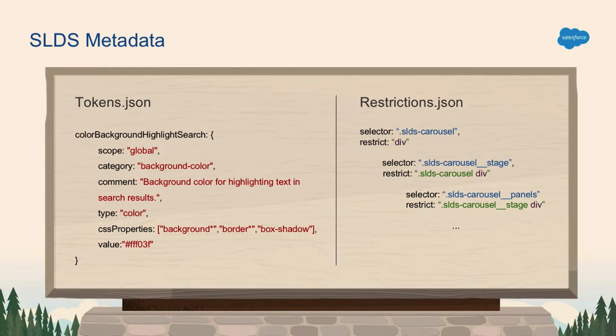You can see a scope attribute. Is this a global token? Is this a component-specific token? You can see the category of that particular token. Super importantly is the comment section. This describes to the end user how and when they should use that particular token. You've got the type, the CSS properties, and the value that it resolves to. For utility classes, we have very similar metadata in that it'll describe a comment. It'll tell you how to use those particular utility classes, as well as the CSS properties that it pertains to.